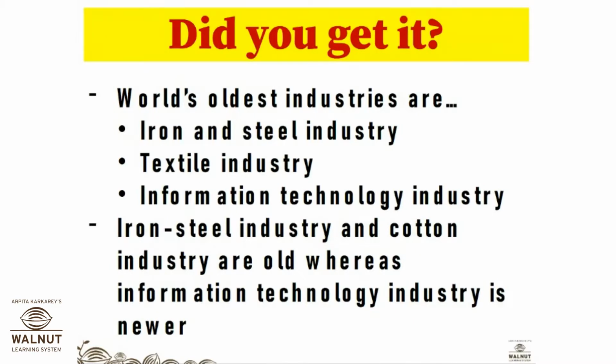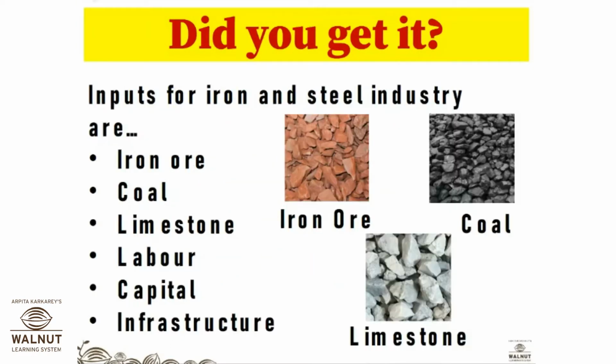The world's oldest industries are the iron and steel industry and the textile industry, and the newest industry is the information technology industry. In today's period, we are going to see the first type, that is the iron and steel industry, which is one of the oldest industries in our country. And why it is called the backbone of modern industry, that we are going to check out in today's period.